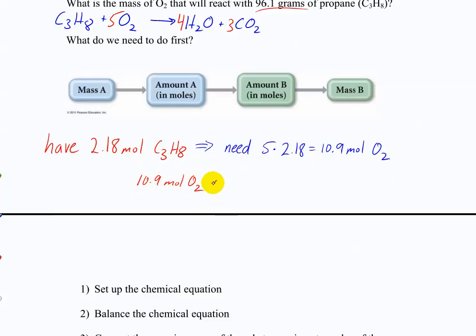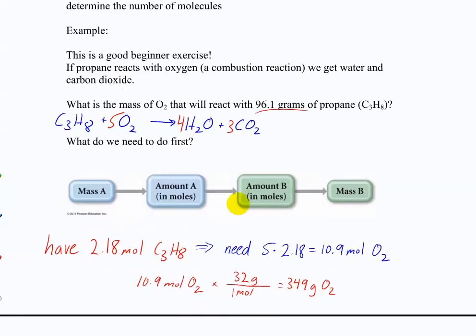10.9 moles of oxygen times 36 grams per mole for 1 mole, that's going to give us the mass of oxygen that we ultimately need, which I believe is 349. Oh, you know what? I did this wrong. It's not 36, 32. Right, because that O is 16. So, yeah. All right. So this means that for this reaction, if we had 96.1 grams of propane, we would need 349 grams of oxygen to do the reaction fully.